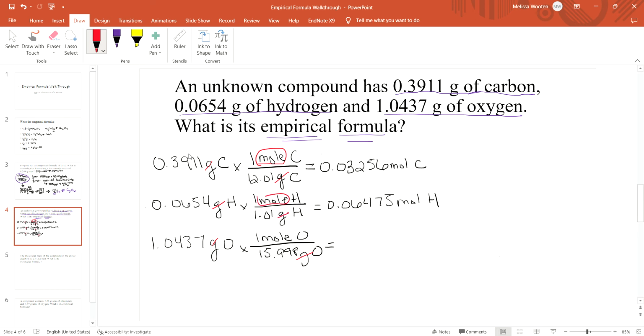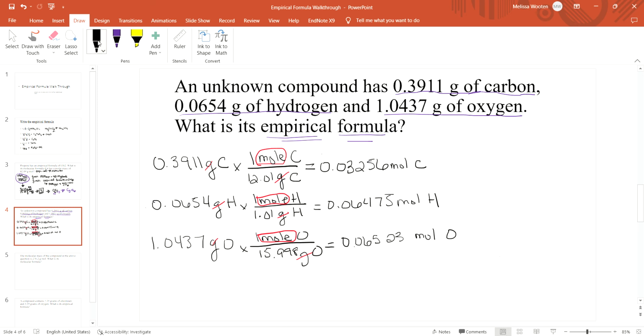Remember, we want to cancel out grams, and we're looking for moles. Right? So multiply across the top, divide by the bottom. Alright, so remember when I said we're trying to get to our empirical formula? So we're going to look for whatever has the smallest number of moles, we're going to make it have a subscript of 1, which means we're going to divide it by itself.